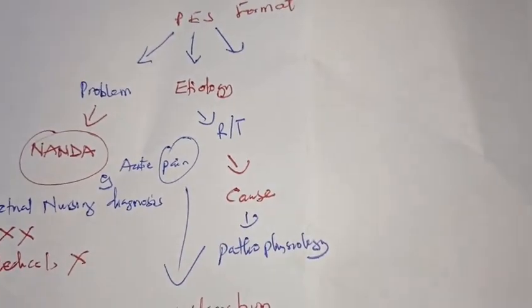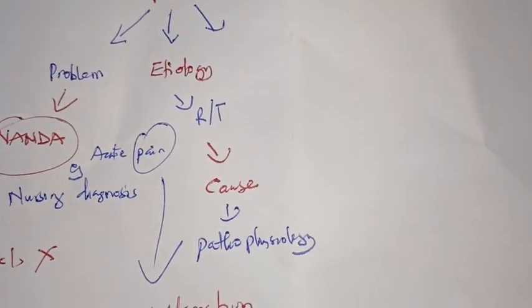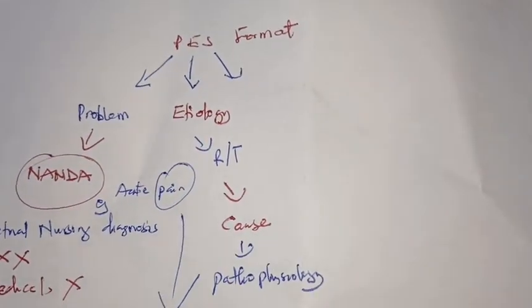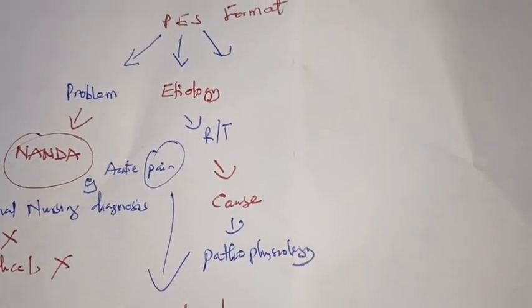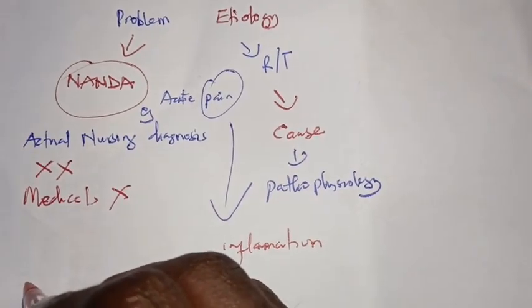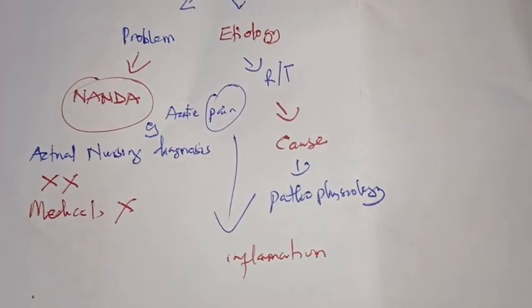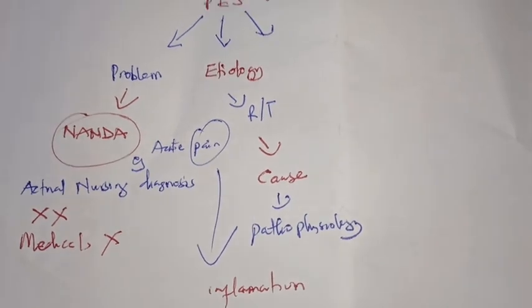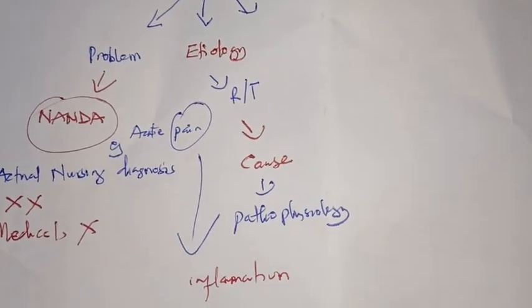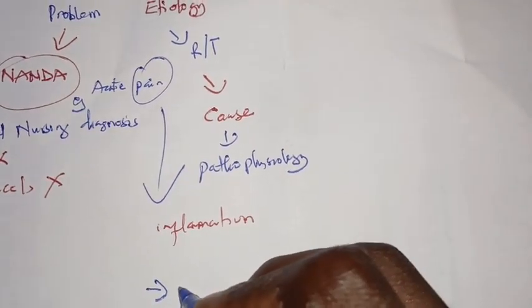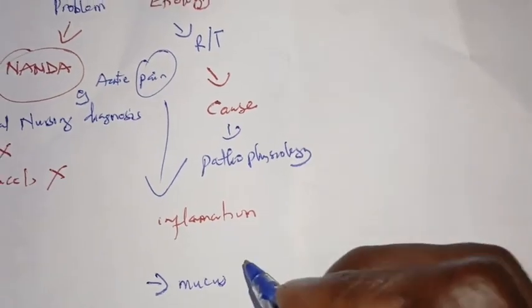So if your pathophysiology is strong about the disease condition, it makes it easier to find the etiology. I hope you are good to go. For someone who has difficulty breathing, you can look at the possible pathophysiology of the disease condition. Could it be as a result of mucus build up?